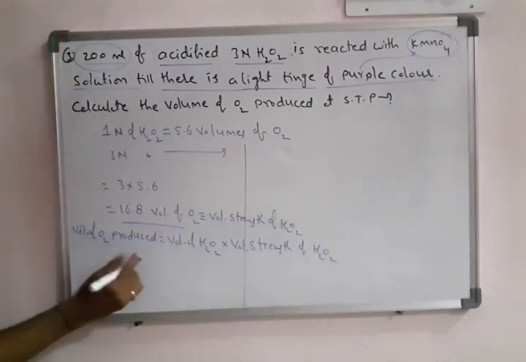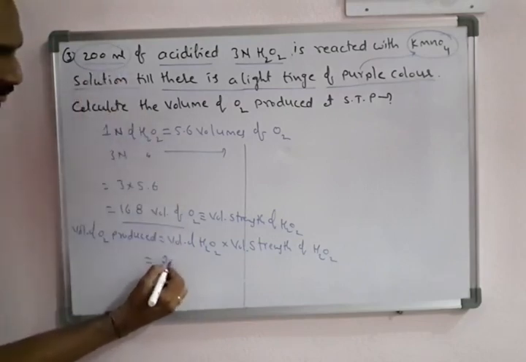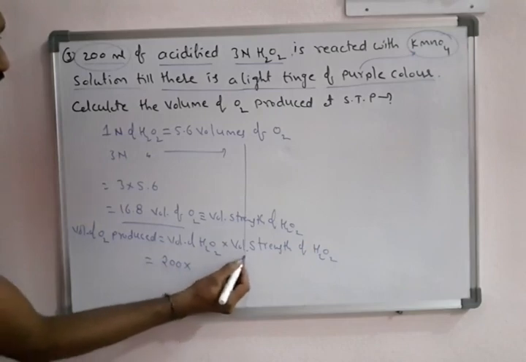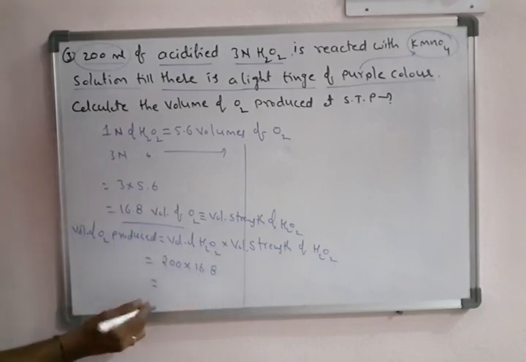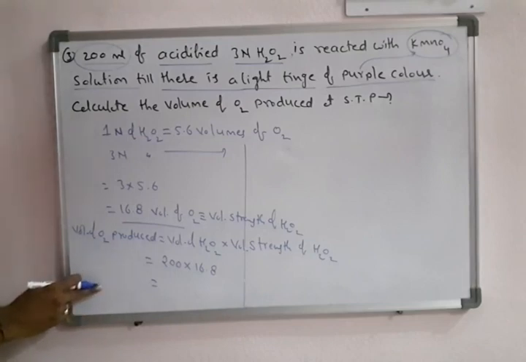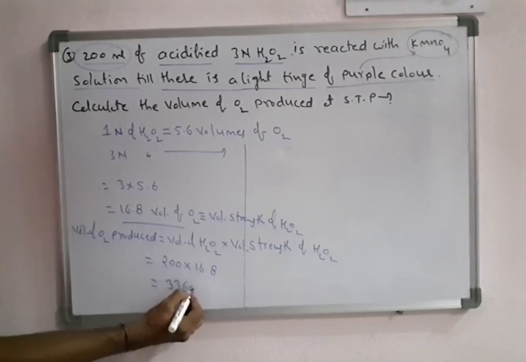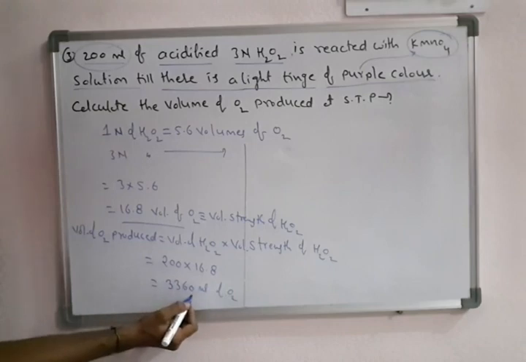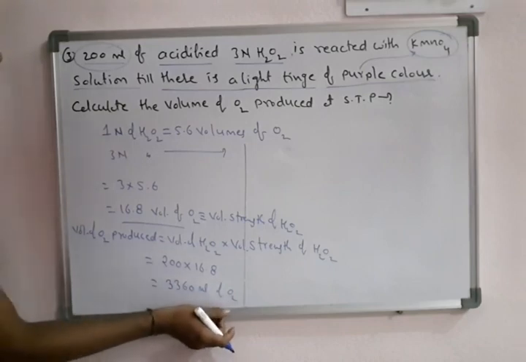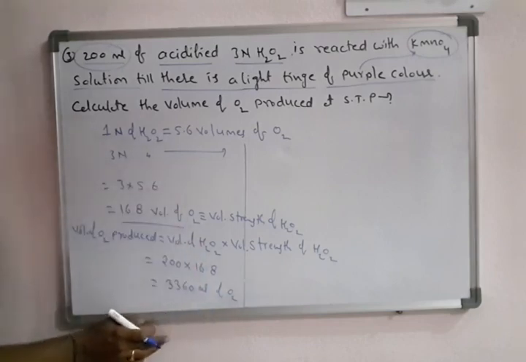So the volume of oxygen produced equals, what is the volume of hydrogen peroxide given, into the volume strength calculated, which is 16.8. So here we will get 360 milliliters of oxygen. So this is only released by the hydrogen peroxide.